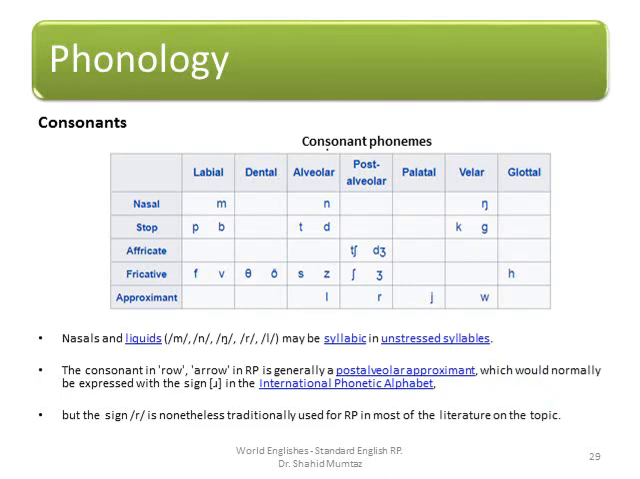Now we will talk about phonology and RP. First we'll see consonant phonemes. Nasals and liquids such as m, n, l, r may be syllabic in unstressed syllables. The consonant in arrow in RP is generally a post-alveolar approximant, which would normally be expressed with the backward r sign in the International Phonetic Alphabet. You can see this in the chart. But the normal r sign is nonetheless traditionally used for RP in most of the literature on the topic. So this is also used in RP.